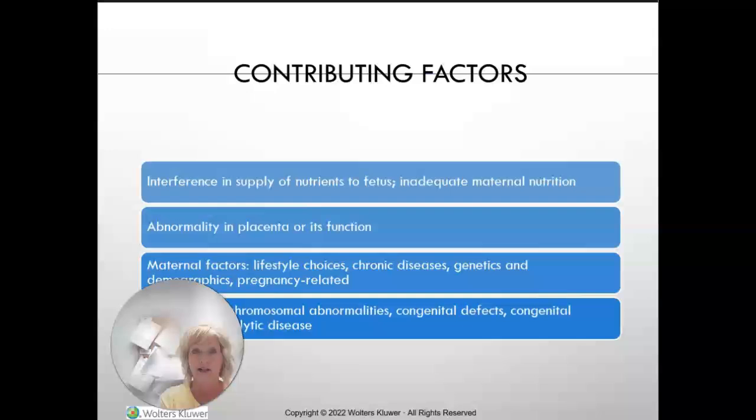Sometimes it can be maternal factors, things that the mom is doing. Maybe it's lifestyle choices. Maybe she's a smoker. Maybe she's doing some drugs. Maybe she has a chronic disease that's been going on, like diverticulitis, or Crohn's, or a malabsorption disorder that we know about. Maybe it's genetics, demographics, where they live. Maybe it's pregnancy related. And then fetal factors. These are things that can be wrong with the baby, causing it to be small for gestational age. That might be chromosomal abnormalities, congenital defects, hemolytic disease, infection, all kinds of things like that.